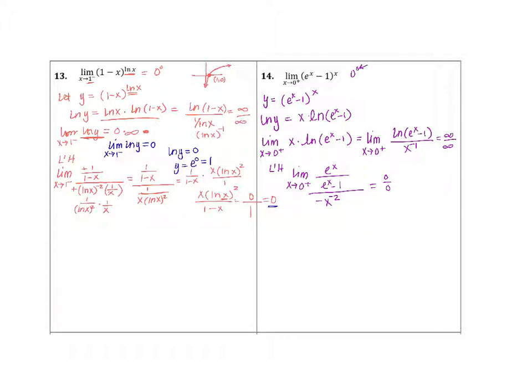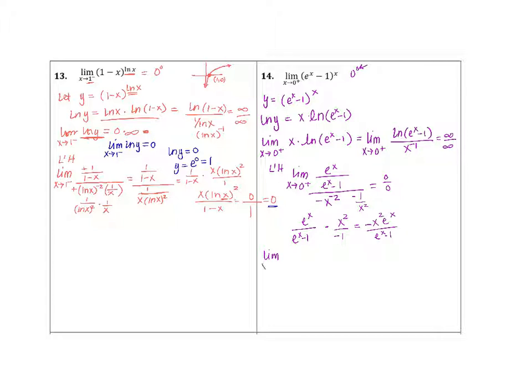Well, my pen stopped. We're going to have e to the x over e to the x minus 1, and this is negative 1 over x squared. So that's going to be x squared over negative 1. So we're going to have x squared e to the x. I'm going to have a negative there over e to the x minus 1. Alrighty, so now let's gear up L'Hopital again.